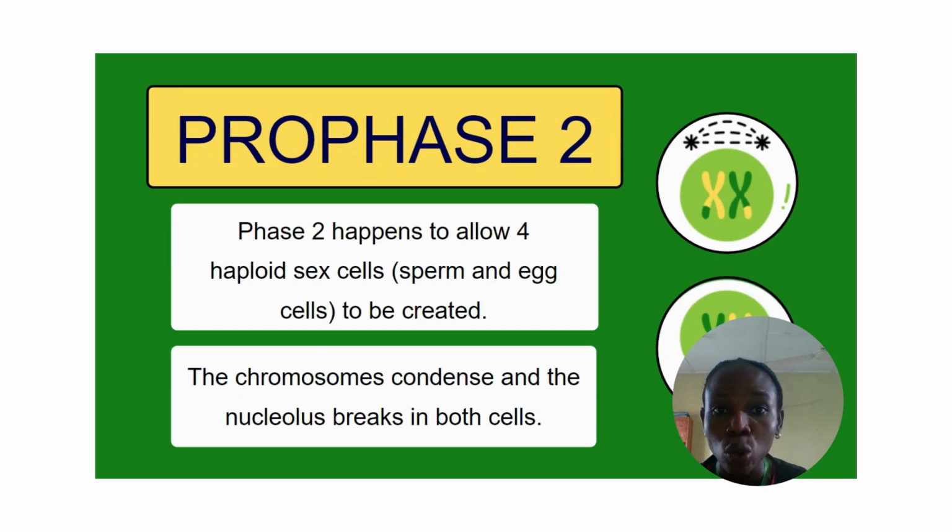Now that takes us to the second phase, which is phase two. In phase two, the first stage is the prophase phase two. The prophase phase two happens to allow four haploid sex cells, the sperm and the egg cells, to be created. The chromosomes condense during the prophase phase two, and the nucleus breaks down in both cells.